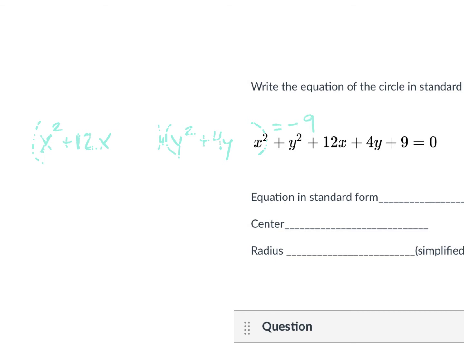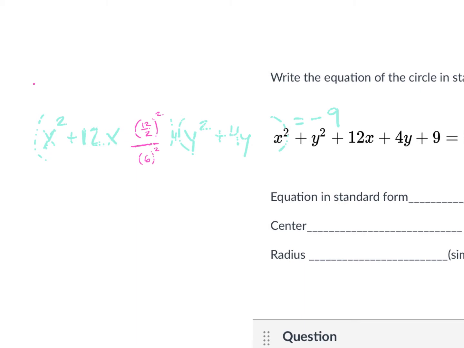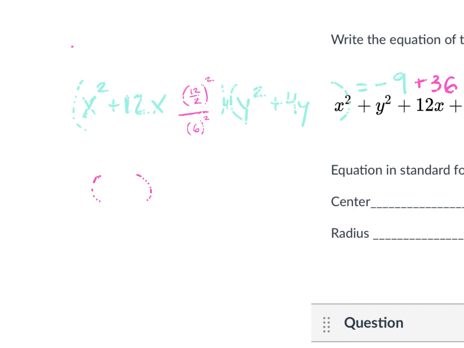So with my x's, what's going to go in here to help me complete the square? You're going to do 12 divided by 2. 12 divided by 2 is 6. So 6 squared is what I'm adding in here. What do I have to add on the right side to keep my equation balanced? 36. So what goes into my parentheses squared here? X plus 6. Perfect. The x and the 6.